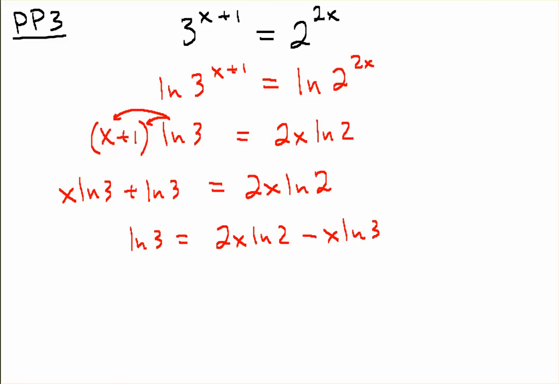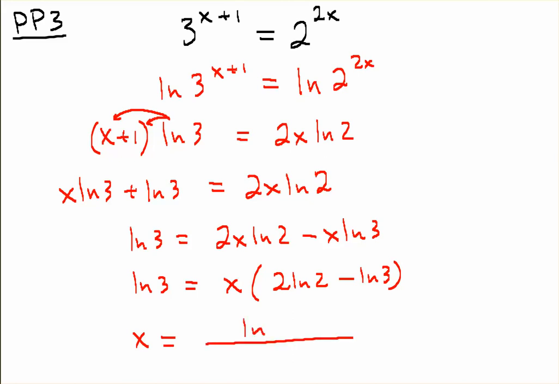If I heard you say factor, then yes. So I've got this x over here, I've got this x over here, so let's factor out an x, because that will allow x now to be a multiplication of something. So how about 2 ln of 2 minus ln 3. Good there? Factoring out the x. Now we have what we want to divide by. So divide by 2 ln 2 minus ln 3.